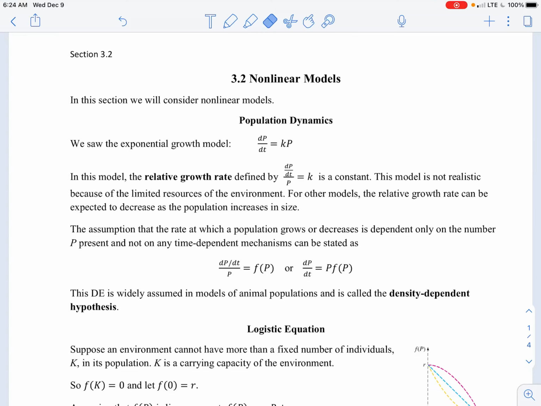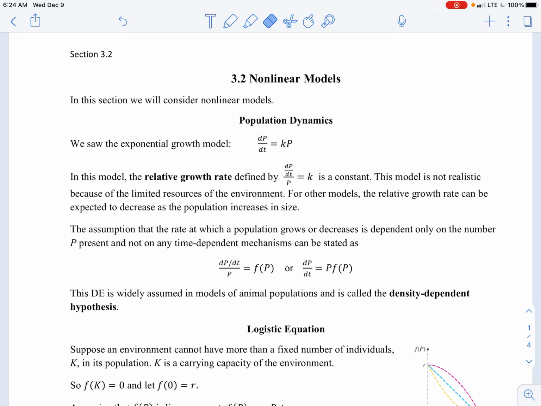Good morning and welcome to section 3.2 of nonlinear models. And today we're going to talk about where our models for a differential equation are going to be nonlinear. And so we're going to talk about population dynamics.